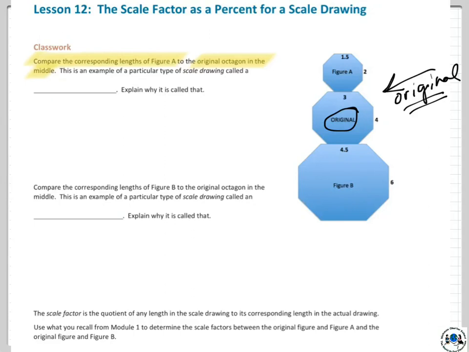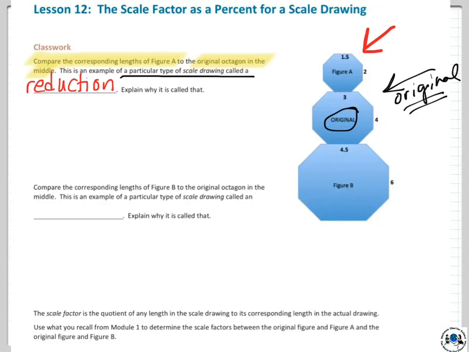They went ahead and created figure A right here. So this figure A is now a scale drawing. It's a particular type of scale drawing, and this is what we're getting to here. We're going to fill this word right in that empty space there, and some of you may know what we call this particular type of scale drawing. It is called, of course, a reduction. And why is it called that?